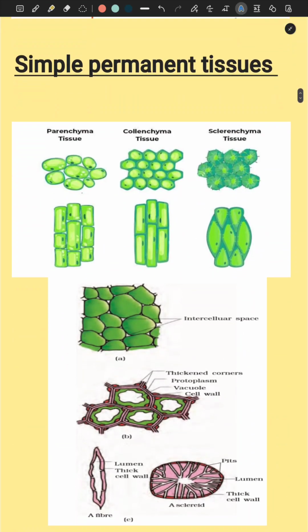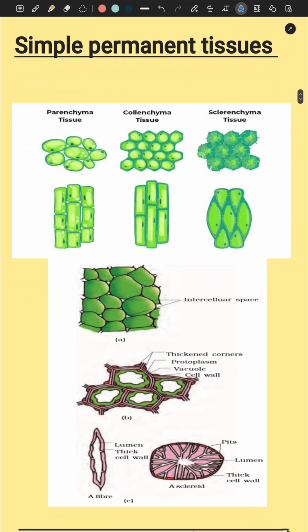Then simple permanent tissue. There are three types of simple permanent tissue. As you can see in the figure, the cells of the simple permanent tissues consist of one type of cell. The examples are parenchyma tissue, collenchyma tissue and sclerenchyma tissue. The parenchyma tissue consists of spherical shaped cells, and it contains vacuoles, intercellular spaces and a nucleus.